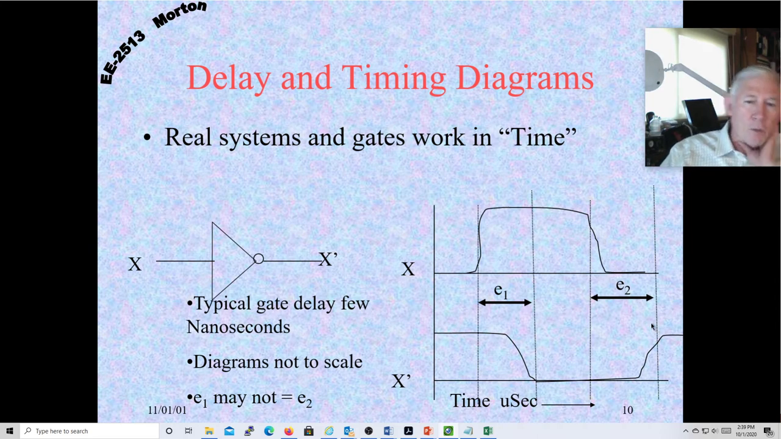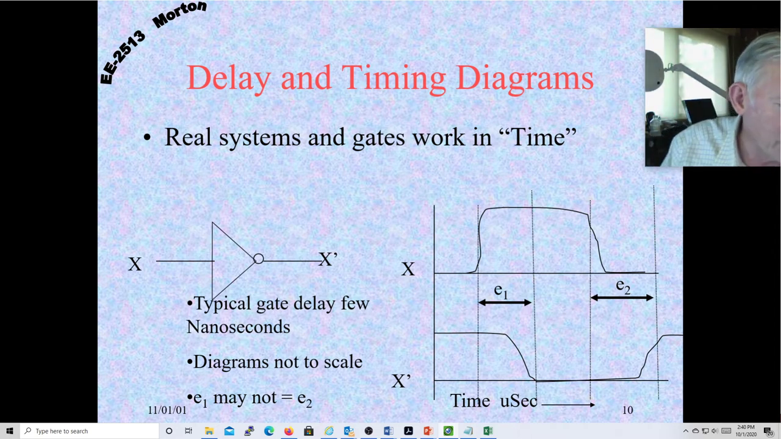Well, what's interesting is if you looked up in the table, you would almost always see that E1 probably is not equal to E2. They're often different, and maybe even very different. This rise time might be 10 nanoseconds and the fall time might be 20 for typical, and the guaranteed maximum might be 35 for both or something. So you're never really sure just what you're going to get in that regard. So it's kind of interesting.